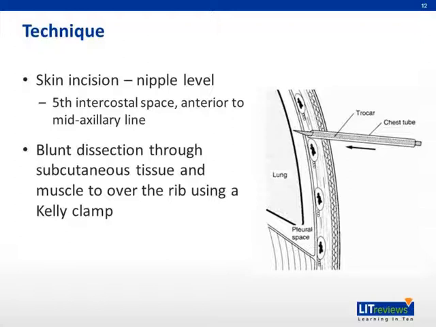The skin incision can be made at the nipple level in the anterior to mid-axillary line in the fifth intercostal space. Blunt dissection is then used to dissect through the subcutaneous tissues and muscle just over a rib using a Kelly clamp. The reason it is key to go above the rib is that the neurovascular bundle lies below each rib, and placing a tube in this area can lead to bleeding.